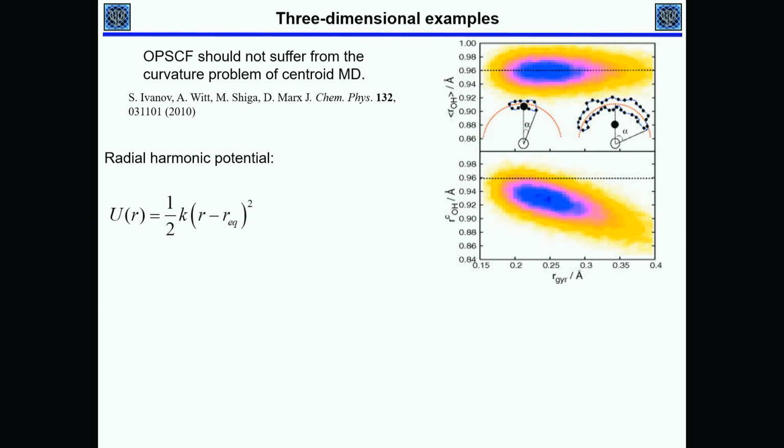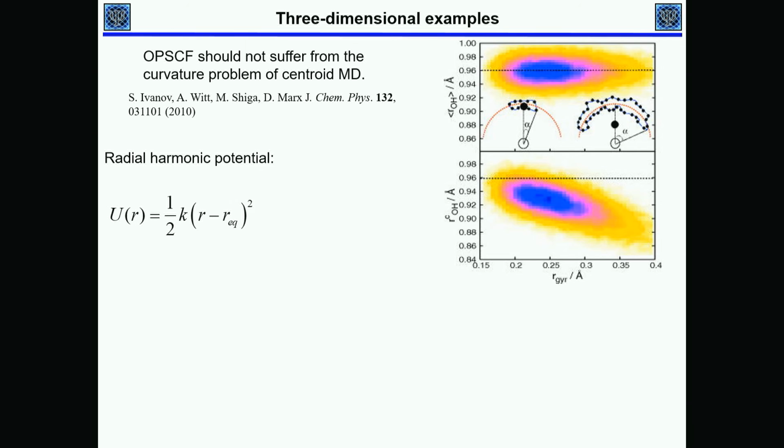Let's see. This open chain thing should not suffer from what is called the curvature problem. This is something that was identified by Dominik Marx some years ago, where they said, look, if I'm doing something with centroids, anything that involves centroids, like centroid MD or rate theories where I have to put a centroid somewhere, let's take an example of a radial potential, all right?